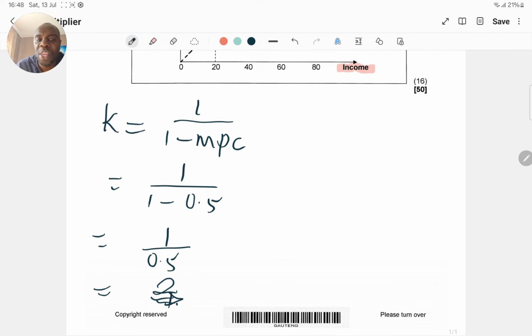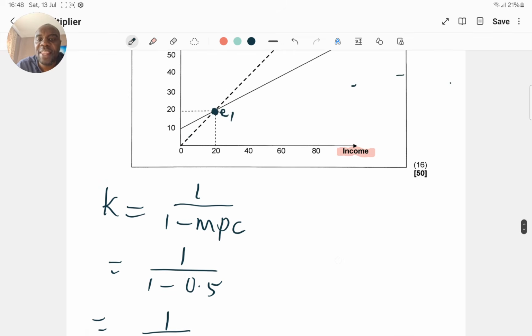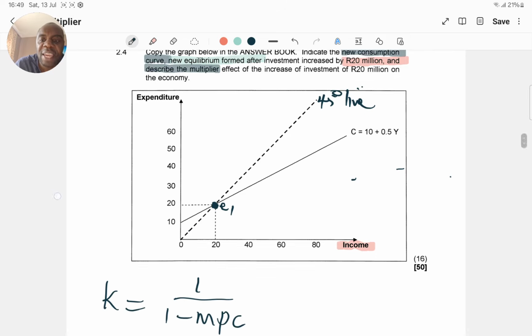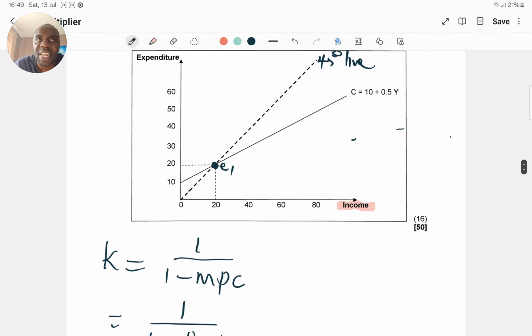What does this 2 mean? Let's go back to the definition of the multiplier. We said a small change in spending results in a more than proportionate change in income. So this number is telling us that whatever we spend, we are going to generate twice as much income. The income that you generate depends upon the size of your multiplier. If the multiplier is 3, you are going to generate 3 times what you initially spent.